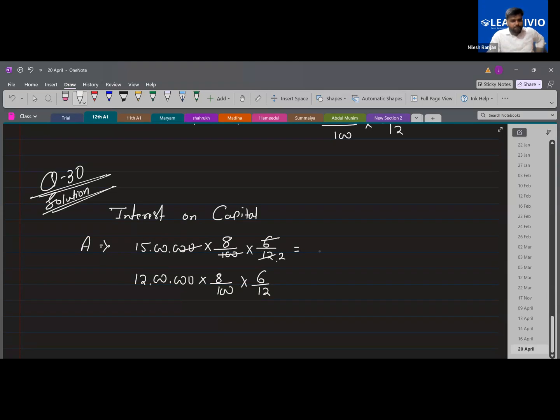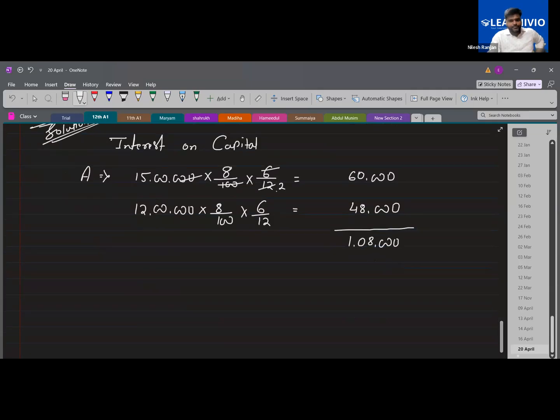So it will be 60,000 and 48,000. So total interest on capital for A is 1,08,000. Now for B, it is 9 lakh in the beginning. So 9 lakh into 8 by 100 into 6 by 12 and 12 lakh into 8 by 100 into 6 by 12. So we'll try this.